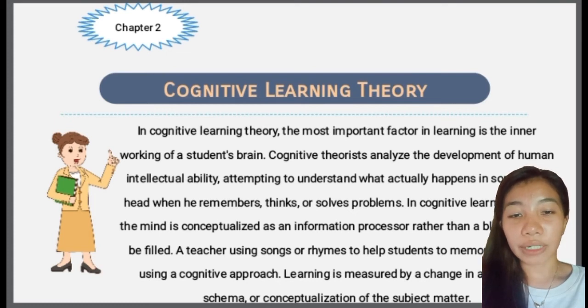In cognitive learning theory, the mind is conceptualized as an information processor rather than a blank state to be filled. A teacher using songs or rhymes to help students memorize facts is using a cognitive approach. Learning is measured by a change in a student's schema or conceptualization of the subject matter.